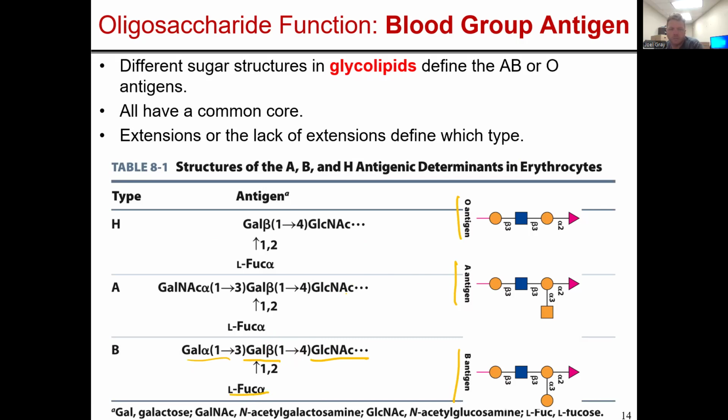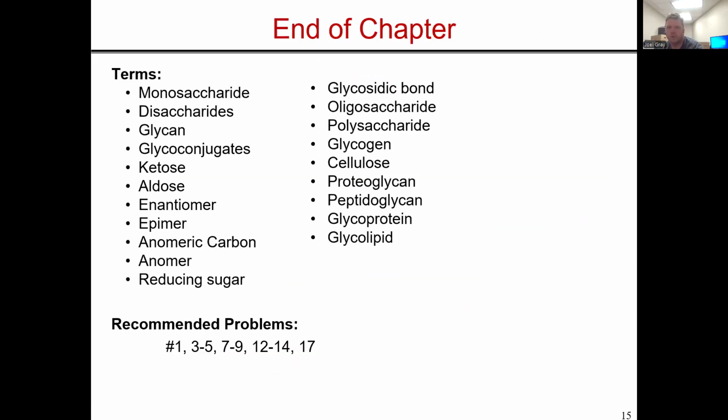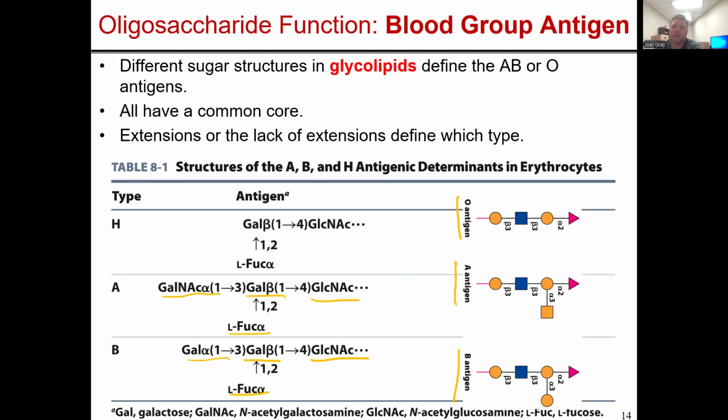Whereas the A antigen is GlcNAc, galactose, with a fucose coming off of this, and then a GalNAc. So the sugars are different from one another. There's lots of things that I want you to be familiar with in this chapter. I would definitely know the different roles that sugars can play. Definitely know the types of interactions and bonds that they can have.